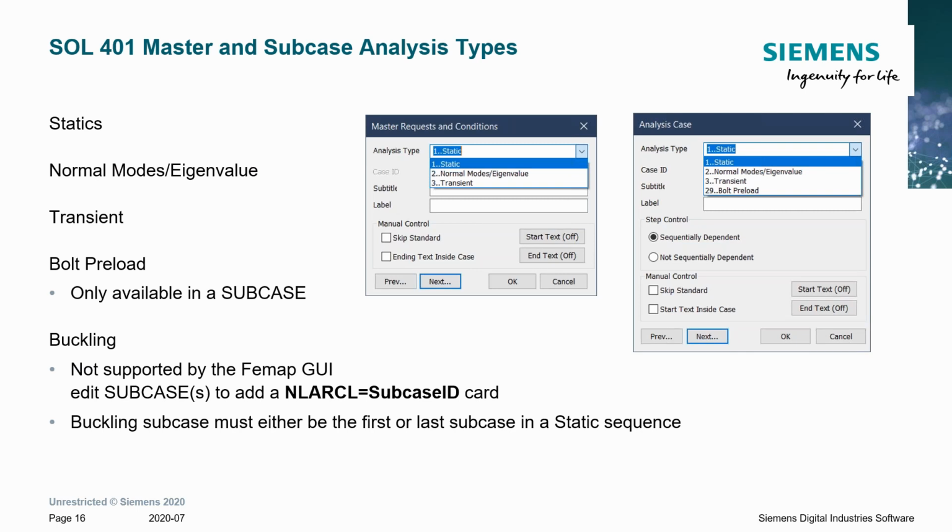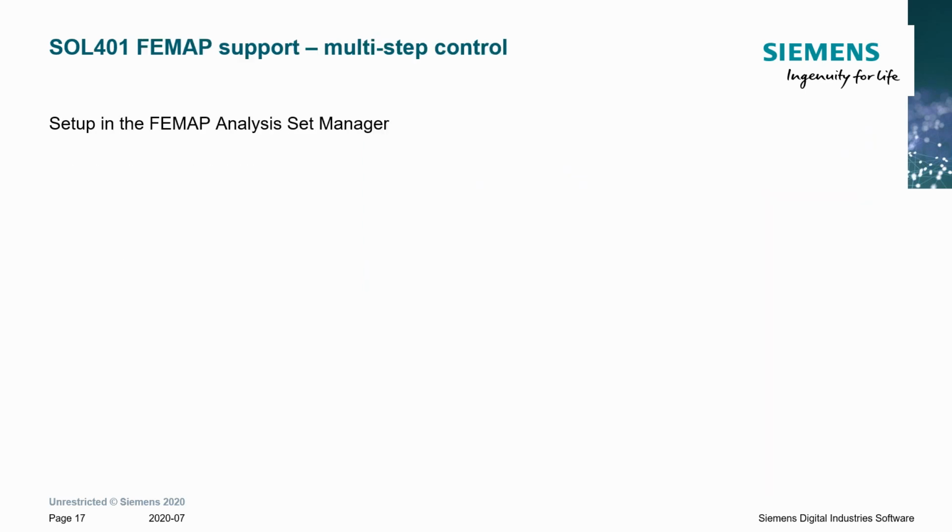Buckling is supported by Solution 401. However, we don't support this in the user interface, and you can add this nonlinear arc control card that equals the subcase ID. And again, buckling has to be either the first or last subcase in the static sequence. Okay, so for multi-step control, you set this up in the analysis set manager. The time step and solution control are set in each subcase.